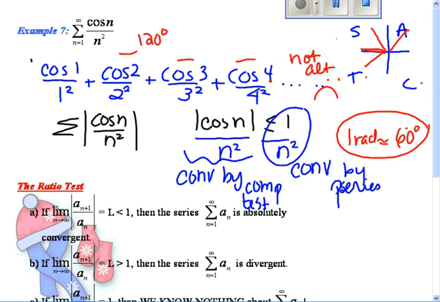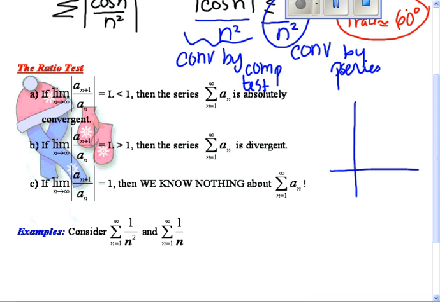Because there was a test that said that if this series is smaller than this one and this one converges, it's trapped above and below. That's got to converge too. Doesn't that make sense? If you take this and you make your other series smaller than that, and that converges, what has to be true about that?